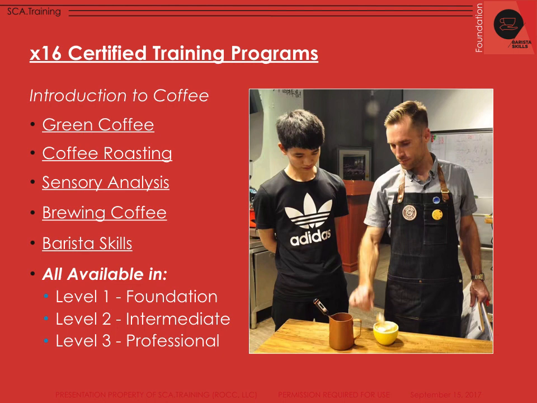All right, a little more information. The SCA specifically has 16 certified training programs. You can stay tuned and learn more on our website, but these 5 coffee modules are offered after the introduction to coffee class: green coffee, coffee roasting, sensory analysis, brewing coffee, and barista skills. You can take them in 3 levels. So that equals 16 certified training programs that you can choose from. You can create your own path if you're a coffee roaster or a barista, or you work in a trade company. The SCA has a program designed specifically for you, and SCA.training wants to be your partner, guiding you through that journey.